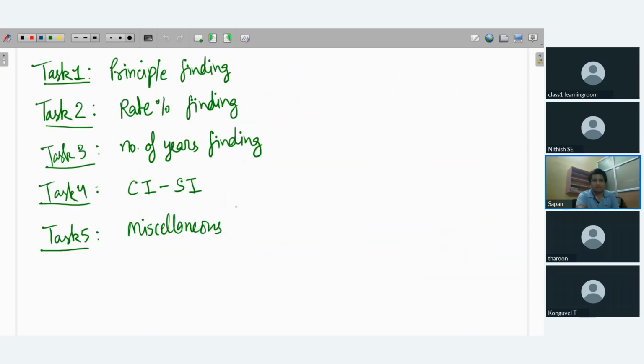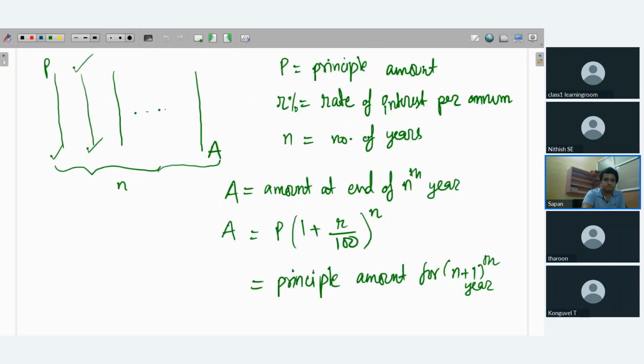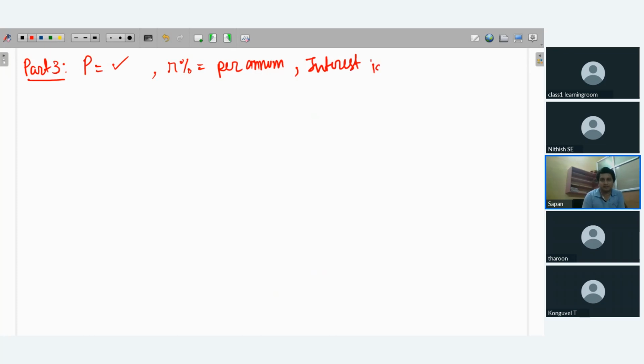Okay, let's see part 3. Part 3: same rate for every year, but interest is compounded half yearly this time. So there is principal amount. There is R percentage per annum. This time interest is compounded half yearly.